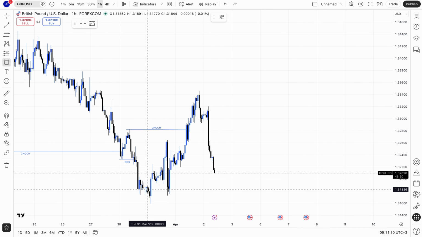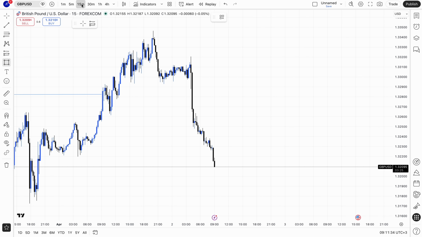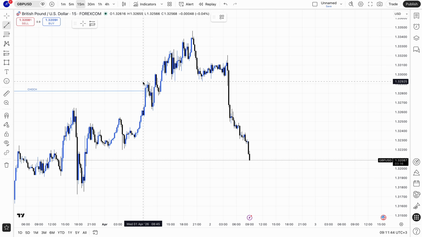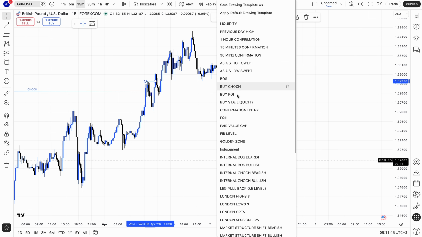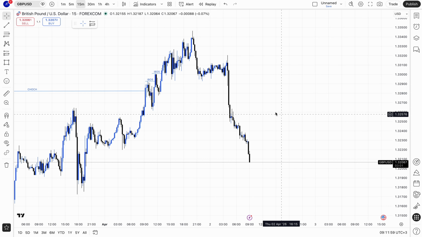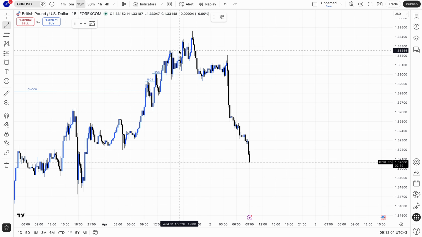And then we got our 15 minutes time frame for our internal market structure. Then here, break of structure to the upside, but it's internal structure, and another break of structure to the upside, and also it's internal structure, and then a continuation break of structure to the upside, internal structure.